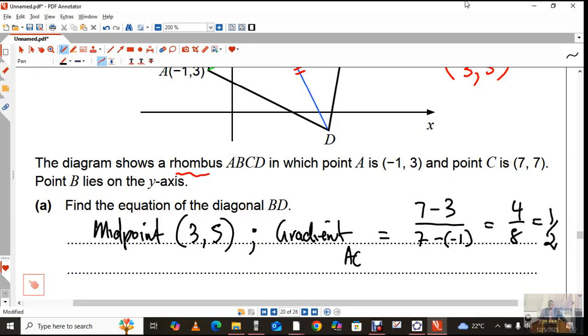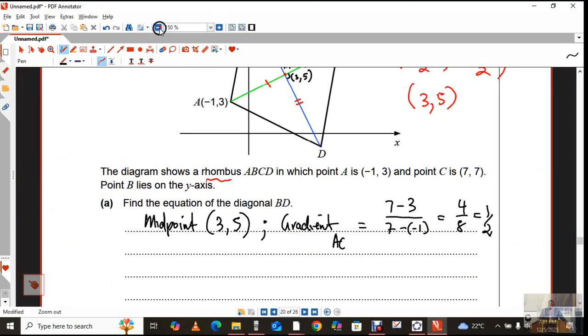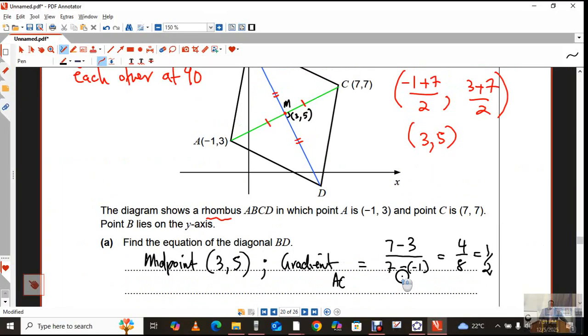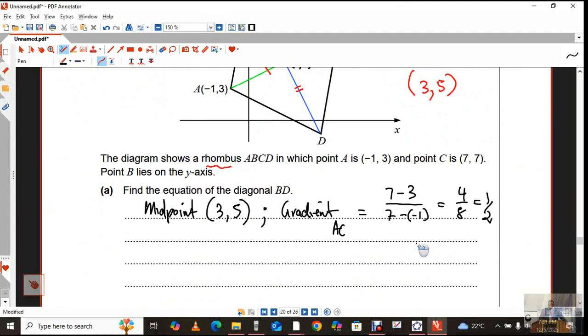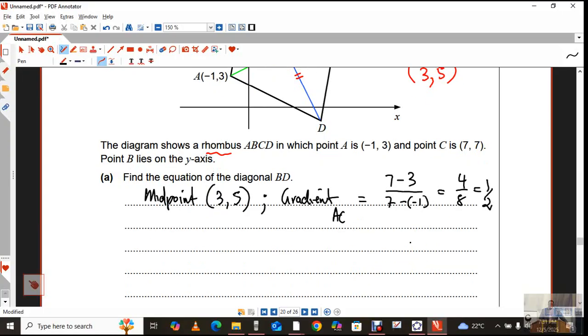What does that tell me? So let me make it a bit smaller. If that is the gradient of the green line, then the gradient of the blue line, the gradient of BD, will be nothing but -2. There we go. So I can now find the gradient of BD. Not the gradient of BD, my goodness, I can find the equation of BD.